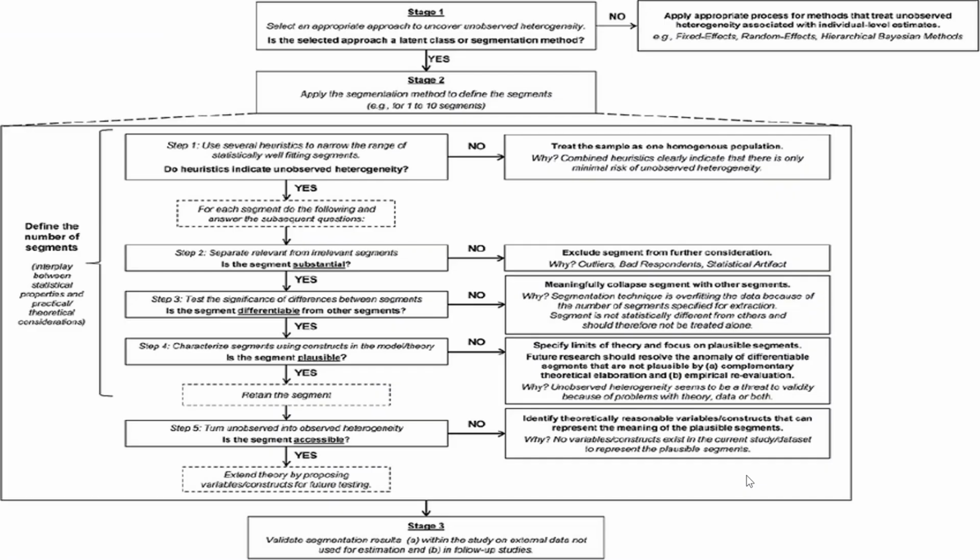Now, the next step is step 5. Is the segment accessible or not? The question here is that after doing the segmentation, will I be able to convert the unobserved heterogeneity into the observed heterogeneity?